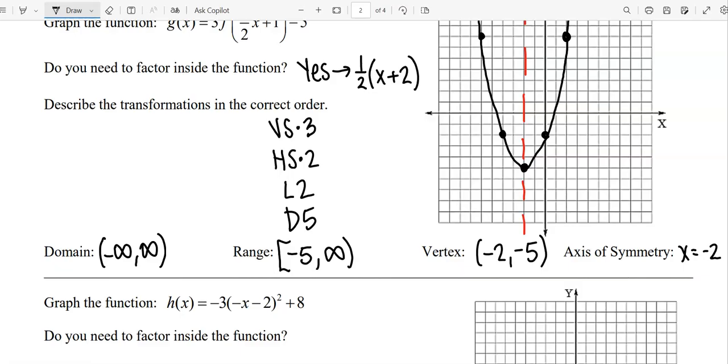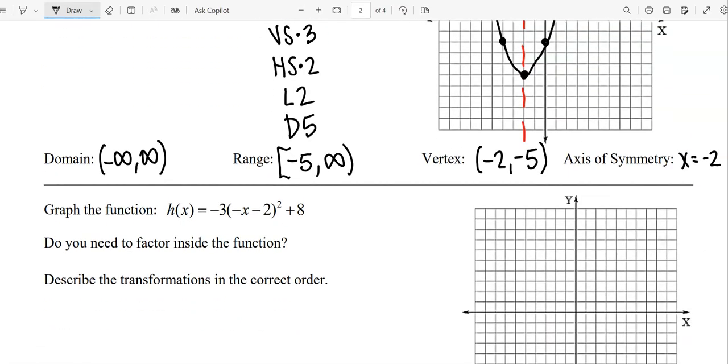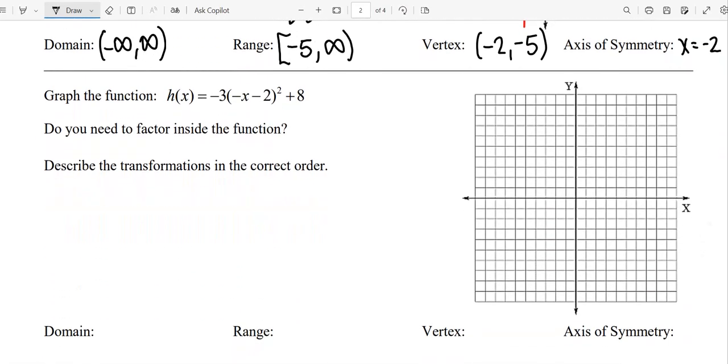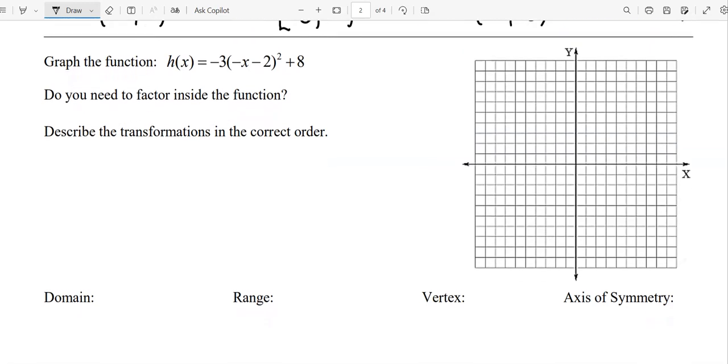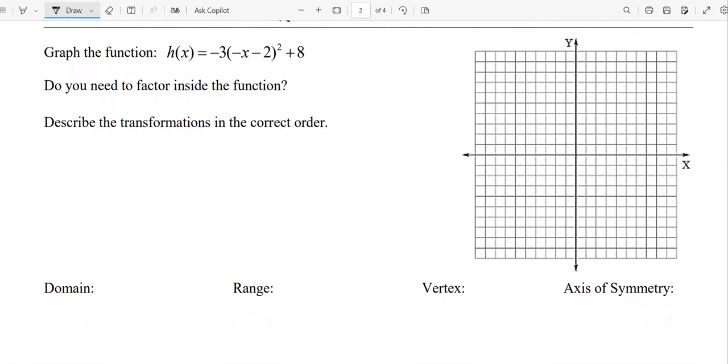All right, the bottom one, I've got 1, 2, 3, 4, 5 transformations in the bottom one. So will we need to factor the inside? Yes, because there's a negative, right? So yes, there's a -1 multiplying with our x, so we have to take that out. -1 times x will be -x, and then -1 times what will give me this -2? +2. So yes, we need to factor the inside.